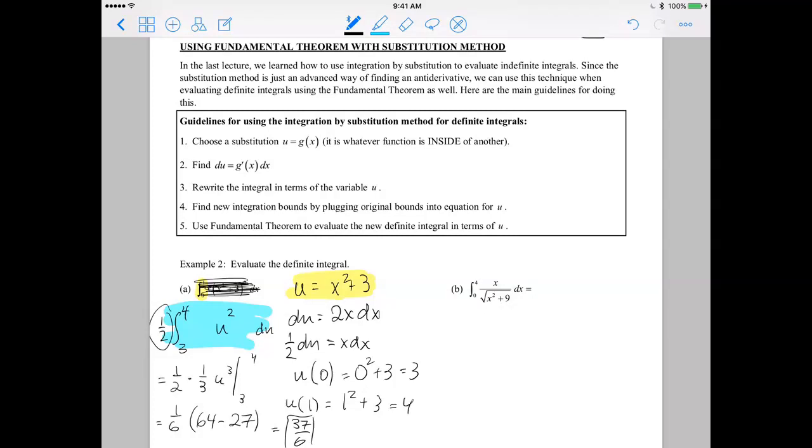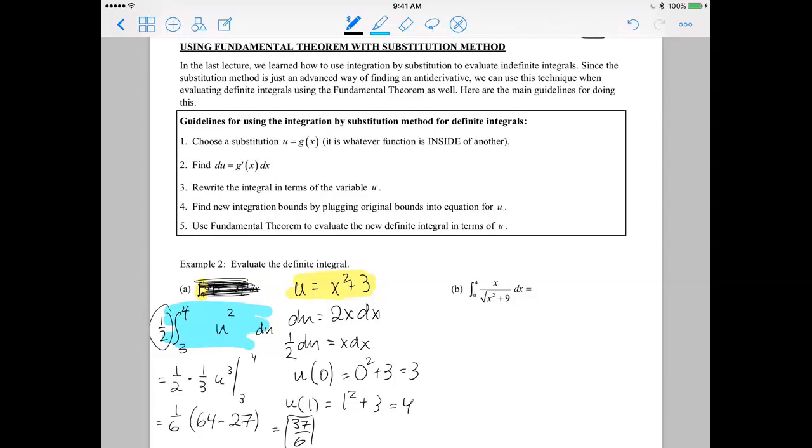Now, be careful. I want to say this again just to be clear. Once you shift everything to u, you are completely done with x. So these things right here, this original problem, are completely irrelevant once you substitute everything into the variable u.